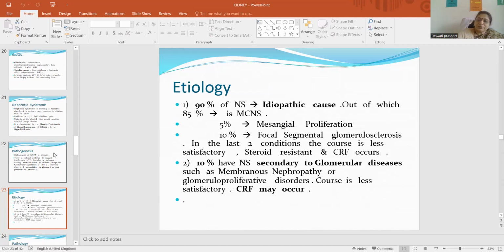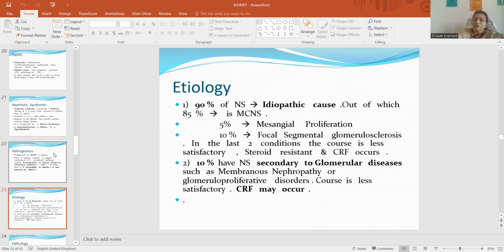5% are mesangial proliferation. We'll see mesangial proliferative changes, while in 10%, focal segmental glomerulosclerosis will be seen. Amongst those, 85% are minimal change, and as such, on electron microscopy, no changes will be seen much. In the last two conditions, the course is less satisfactory. Steroid resistant patients will remain steroid resistant, and they may land up in chronic renal failure.